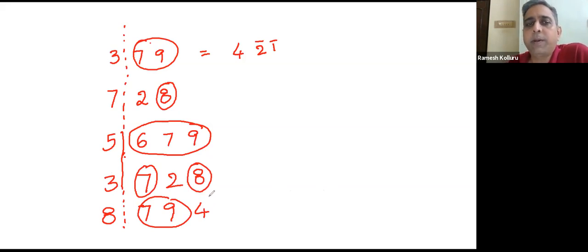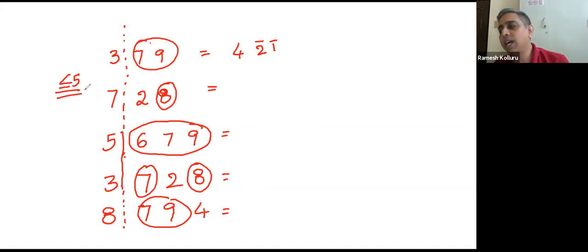So I want everybody to write the complements for these numbers, the Veniculum form of the numbers. Where there are circled ones, I want you to write them as lesser than 5. The number should be less than or equal to 5. So in that format, I want you to write it.